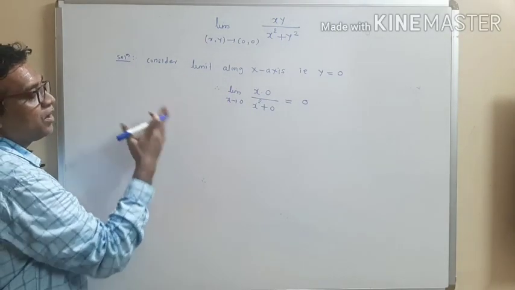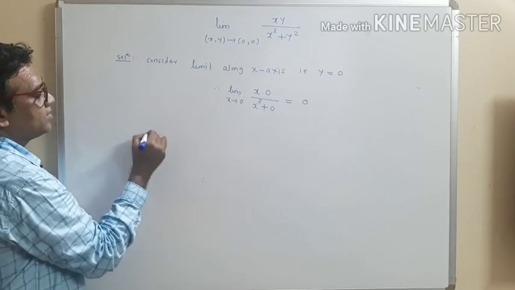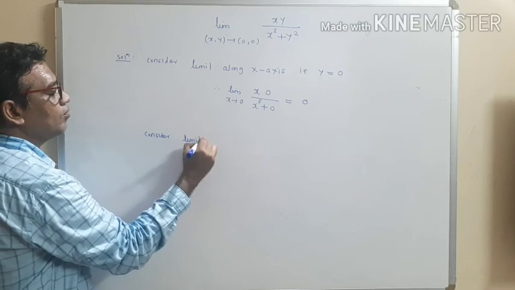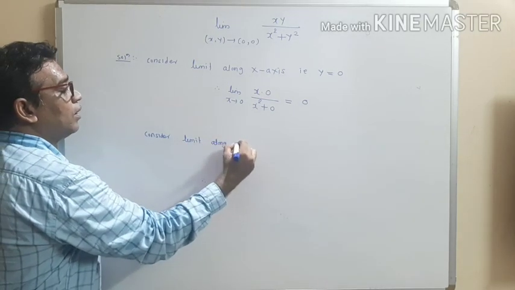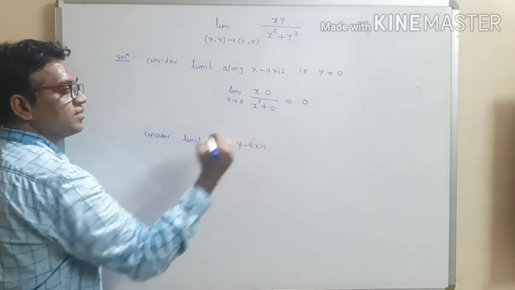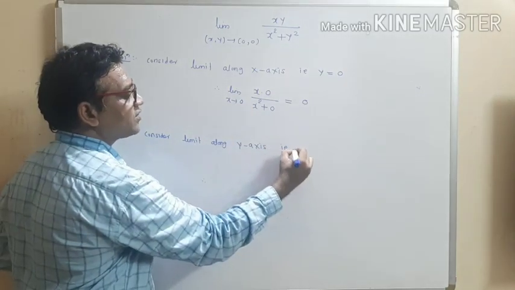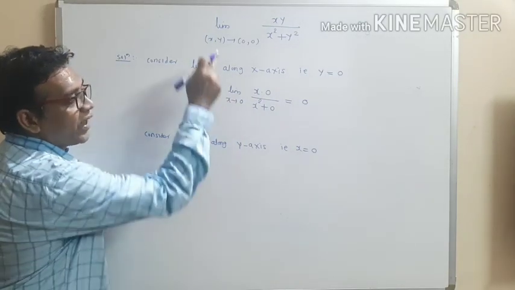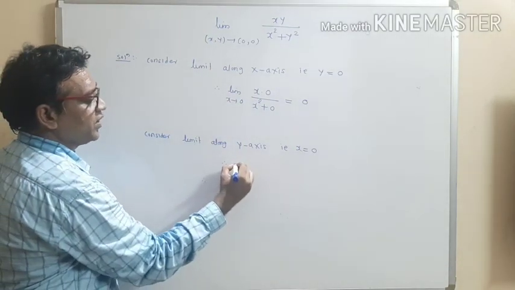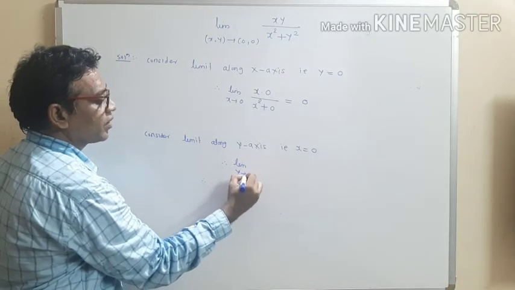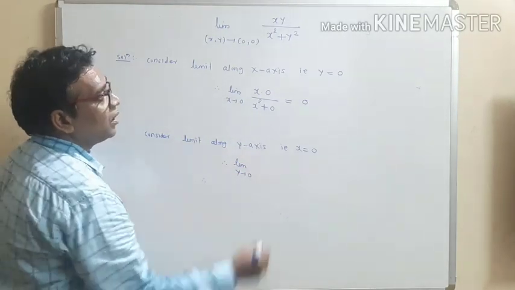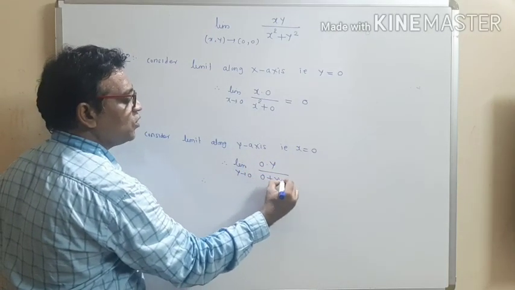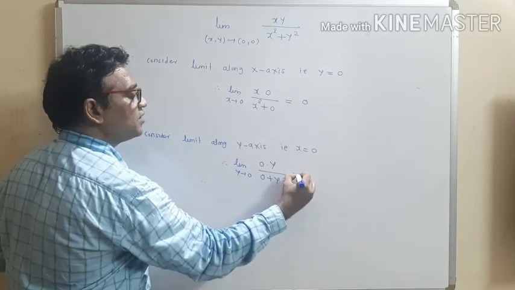Now find out limit along next path which is y-axis. So write down, consider limit along y-axis, and the equation of y-axis is x equal to 0. So put x equal to 0 in the given function. So we get limit y tends to 0. Now put x equal to 0, this is 0 into y divided by 0 plus y square. So 0 into something, it is again 0.